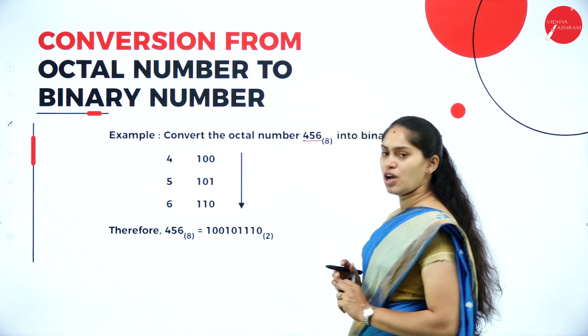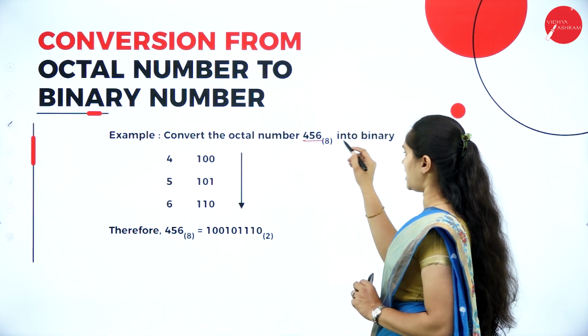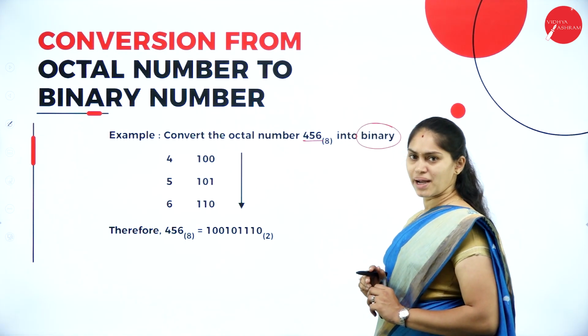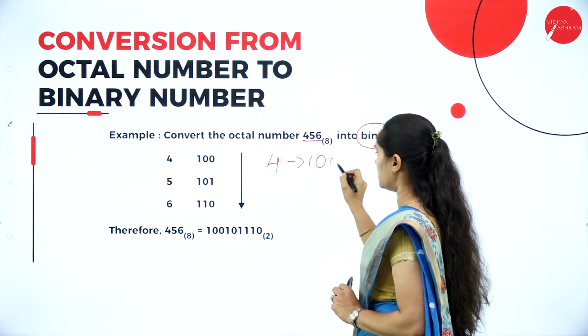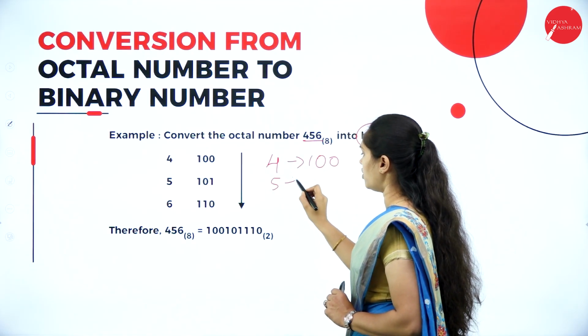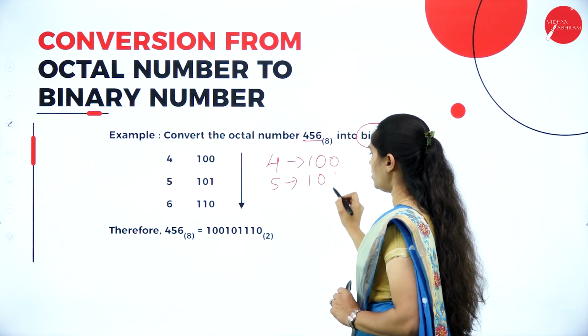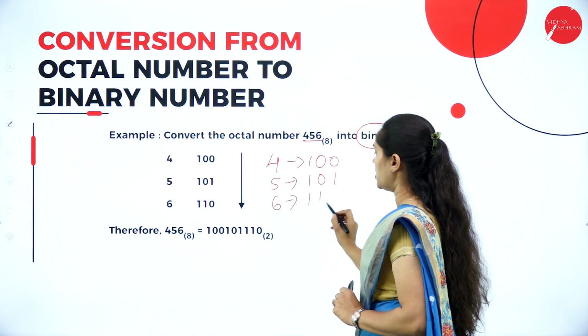First, what is the question? 456, which is of base 8, needs to be converted into binary. So I know the equivalent value of 4. What is that? 1 0 0. And I know the equivalent value of 5. What is that? 1 0 1. For 6, it is 1 1 0.